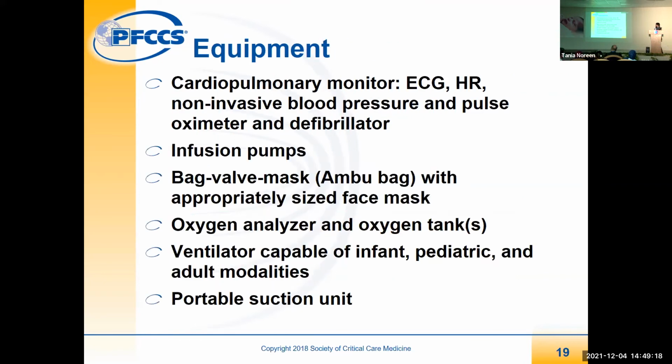Next, please. So, equipment: cardiopulmonary monitor, ECG, heart rate, non-invasive blood pressure, pulse oximeter, defibrillator, infusion pumps should be there. Better mask ventilation with appropriate size face mask, oxygen analyzer and oxygen tank, ventilator capable of infant, pediatric or adult modalities, and portable suction unit, so that if there are any situations during the transport, we can suction.